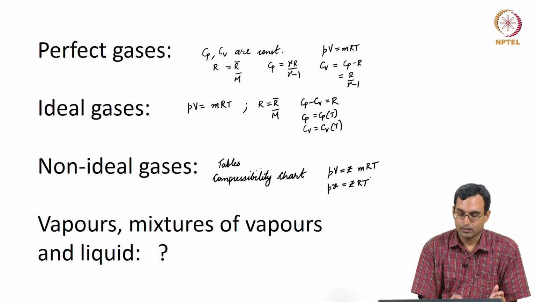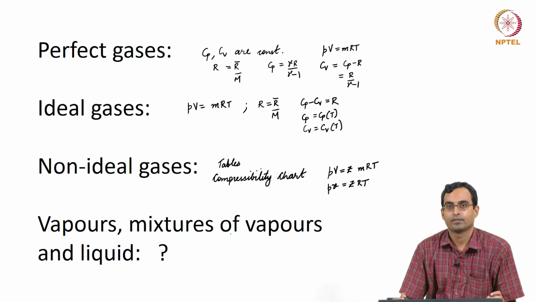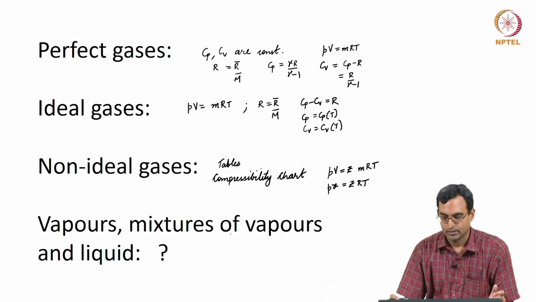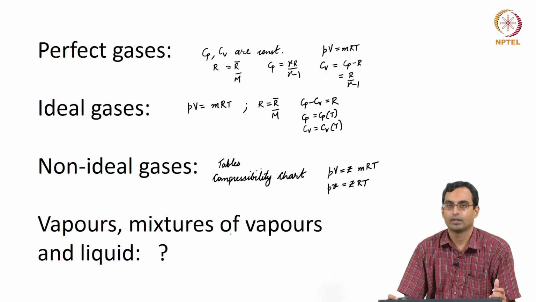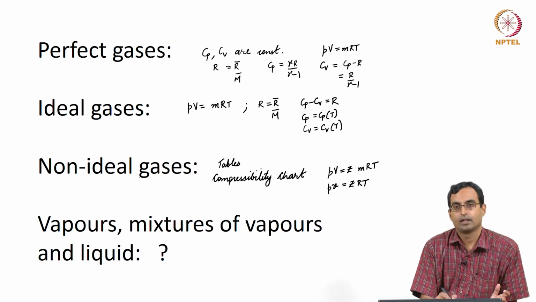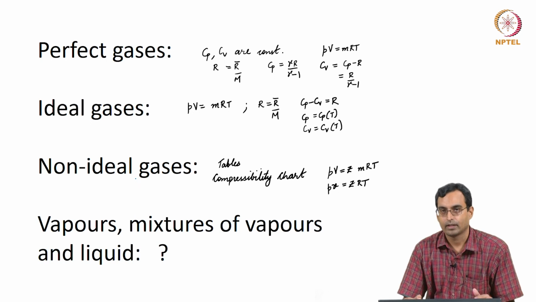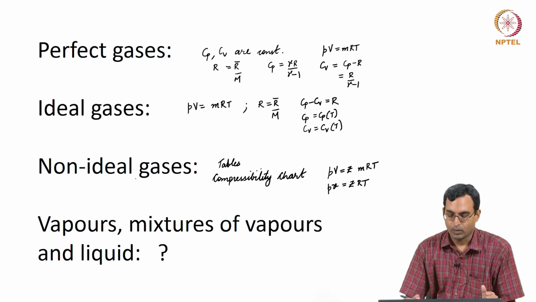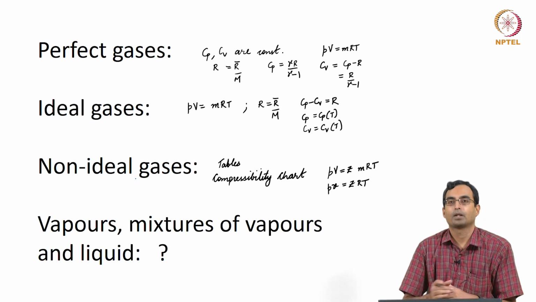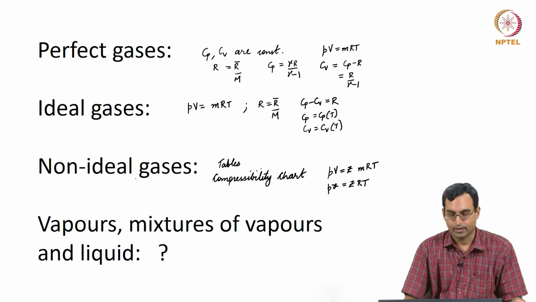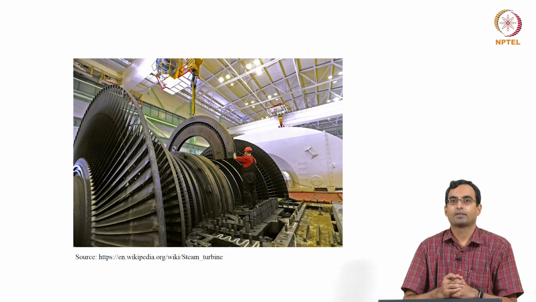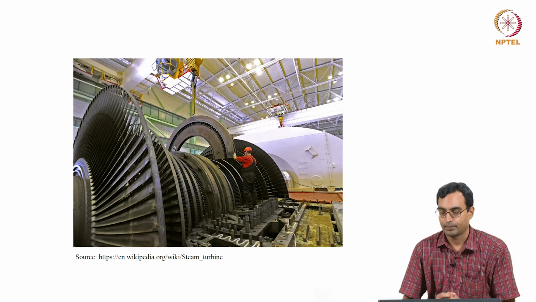But the next question is, what do we do with vapors? For example, I have water which I am heating and I get water vapor. How do I find out the behavior of those? Can I just use this? We can, but is there a better way to do it? And what do I do if there are mixtures of vapors and liquid? So, why do we need to deal with mixtures of vapor and liquid? We see that mixtures of vapors and liquids are fairly common in real life applications.